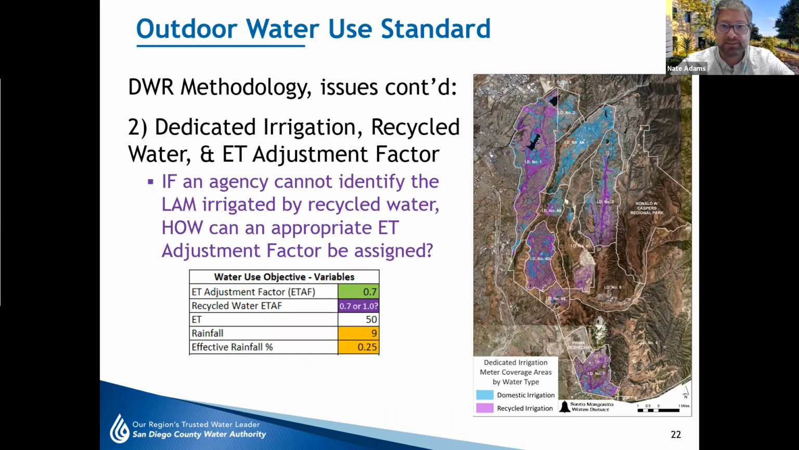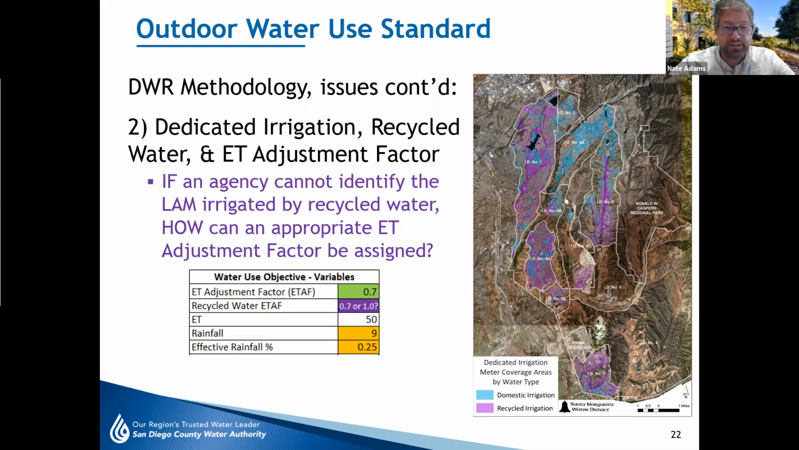So I know where recycled water is, indicated by the purple polygons. I know where potable irrigation is, blue polygons. Let me put it another way. If we know that the state is going to use the MWELO standards, well, we know that MWELO calls out for special landscape areas, and one of those is recycled water.